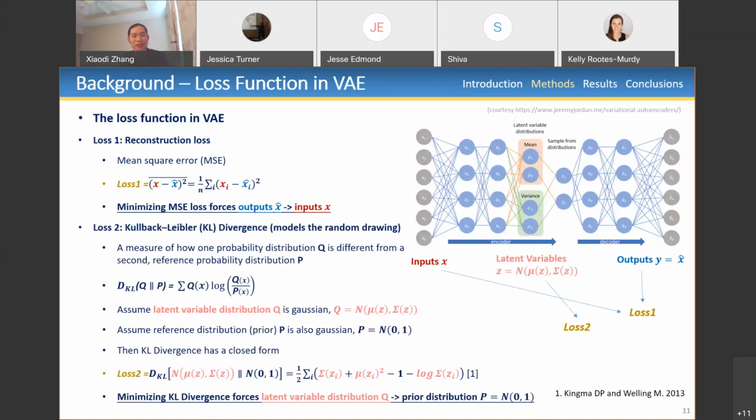Minimizing this KL divergence pushes your latent variable distribution towards the prior distribution. That's because the KL divergence measures the difference between the two, right? So if you are minimizing the difference, then you are essentially making them the same. So now you can train with both loss functions combined, and that will give you a variational autoencoder.